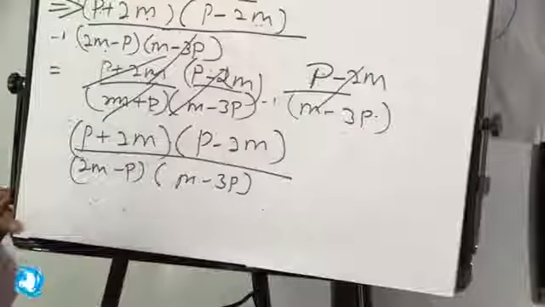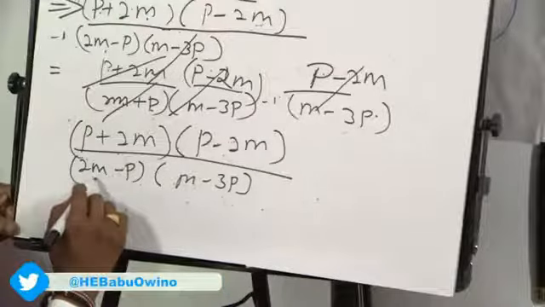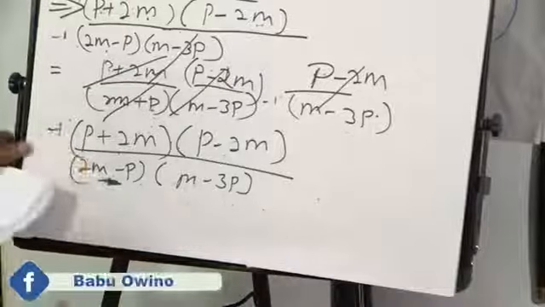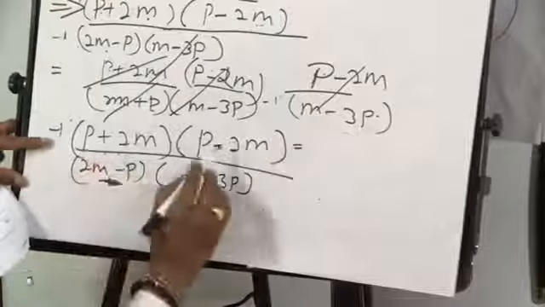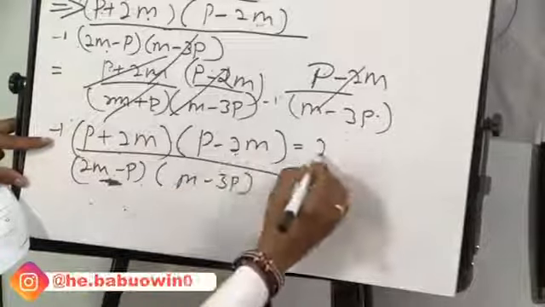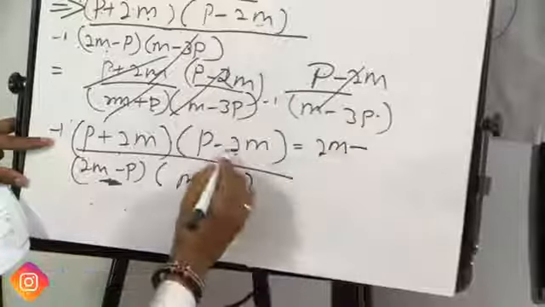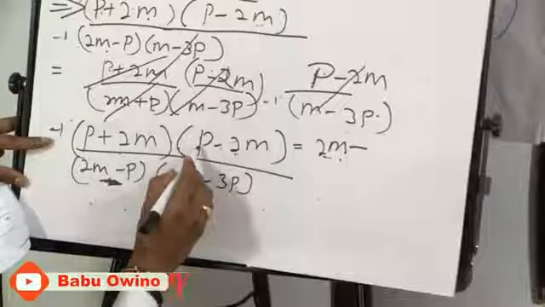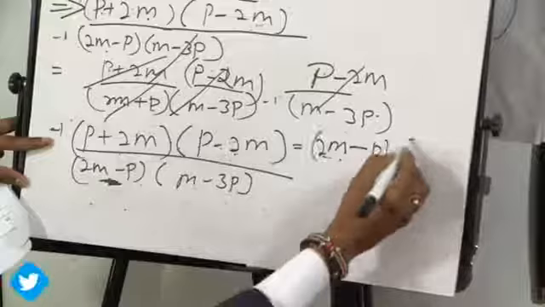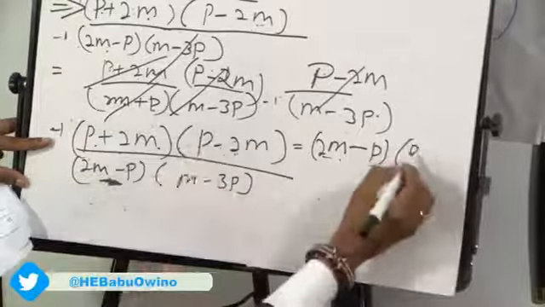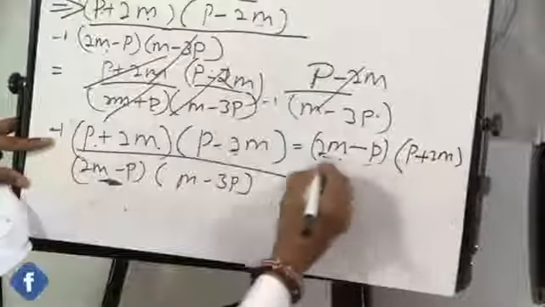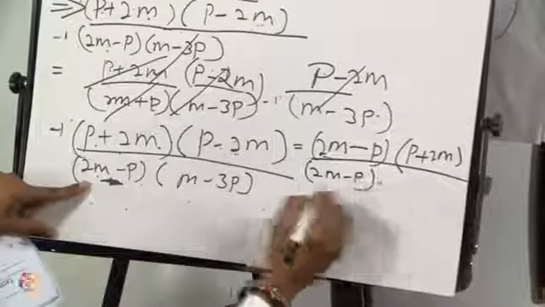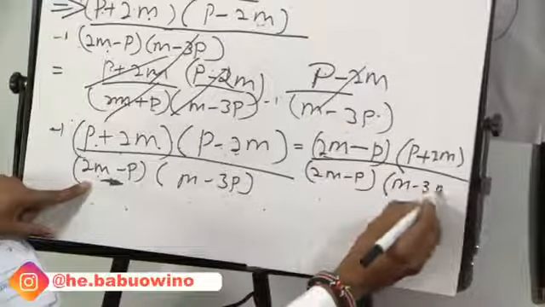So introduce the negative so that at least this becomes a factor of one of these. So when you introduce a negative at the top, you multiply this by the negative, you will get 2m minus p. Minus times minus 2m is 2m, then minus times p is minus p, into bracket. This value is p plus 2m divided by 2m minus p into m minus 3p.